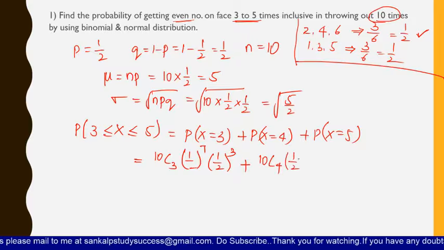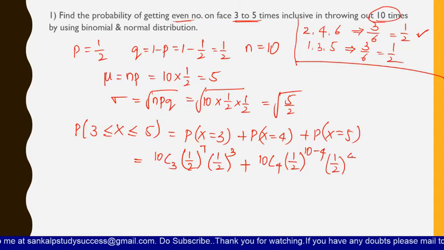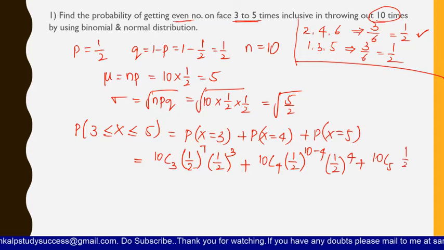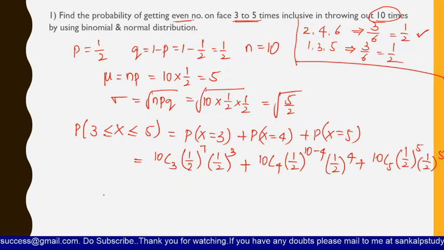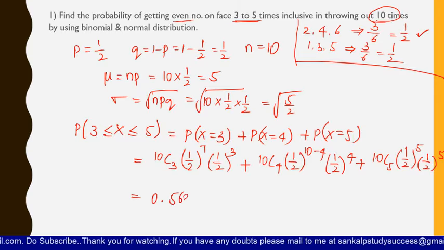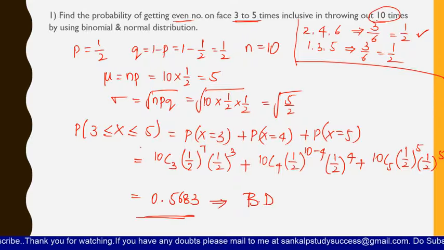So next, half to the power of 10 minus 4, that is nothing but 6, and half to the power of 4, plus 10C5, 1 by 2 whole power 5, and again 1 by 2 whole power 5. So if you solve this complete equation, if you simplify, then you will get 0.5683. This is the value by using binomial distribution.